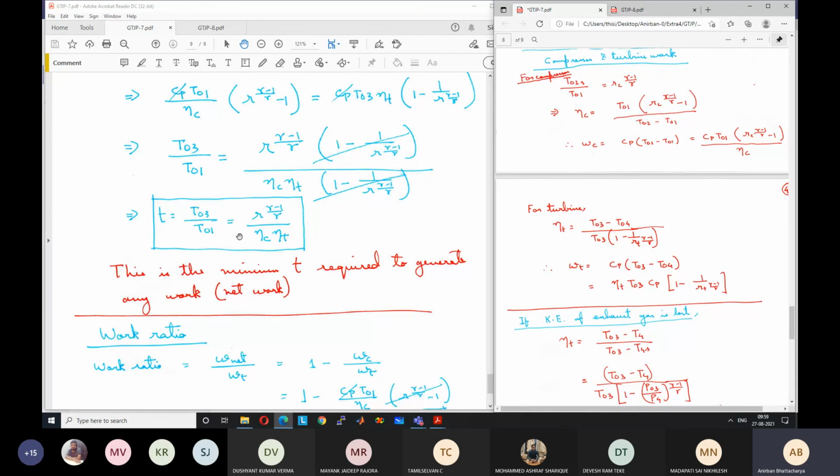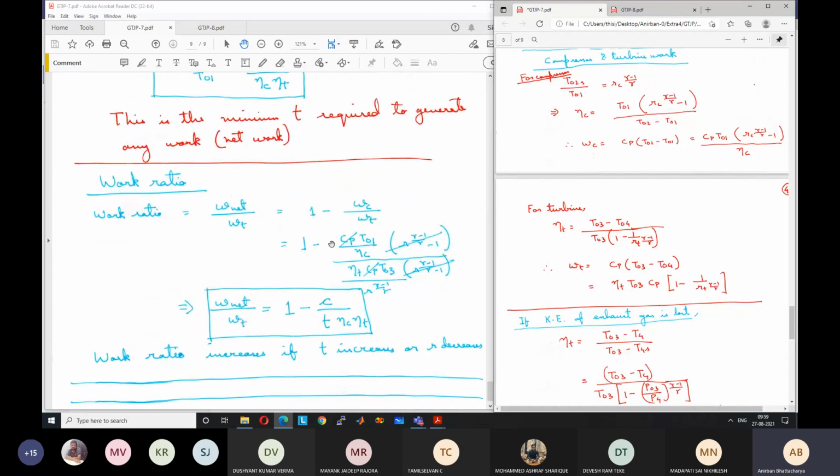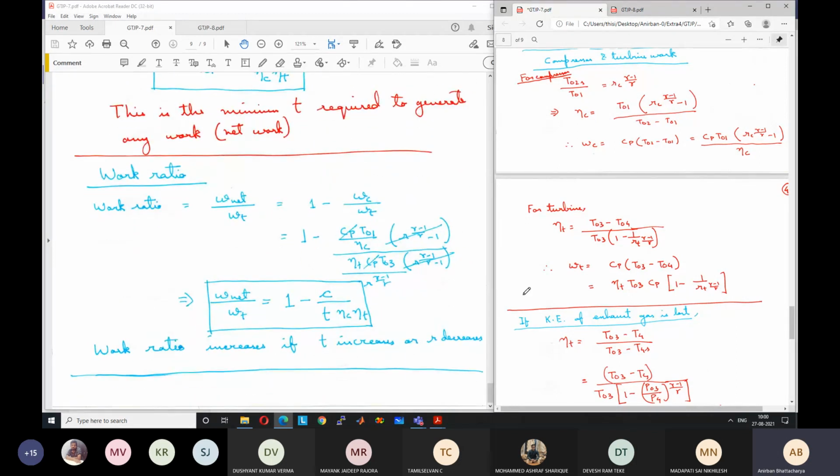The minimum temperature ratio increases if you have a larger pressure ratio. Larger pressure ratio means more losses in the compressor and more losses in the turbine. And lower efficiency also means more losses in the compressor and the turbine. That's why you need larger temperature changes to get some useful work output. So this is also an important relation. We'll stop here and continue this discussion in the next class.